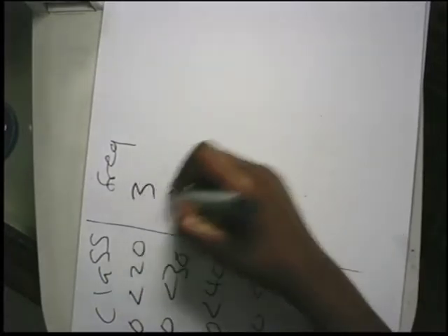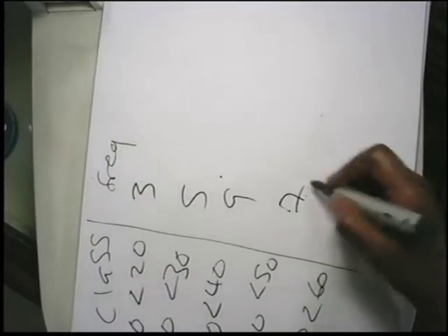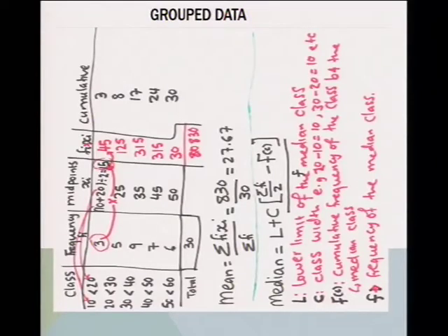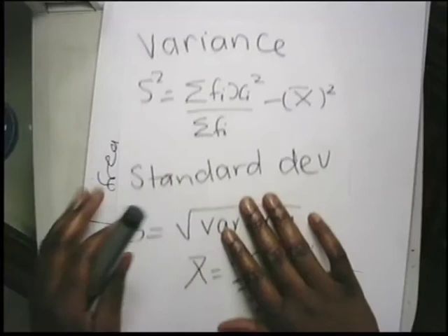40 to 50, and then 50 to 60. Then you are given 3, 5, 9, 7, 6. How do we find the standard deviation and the variance of a grouped data set? We use the formula which is on the screen right now.